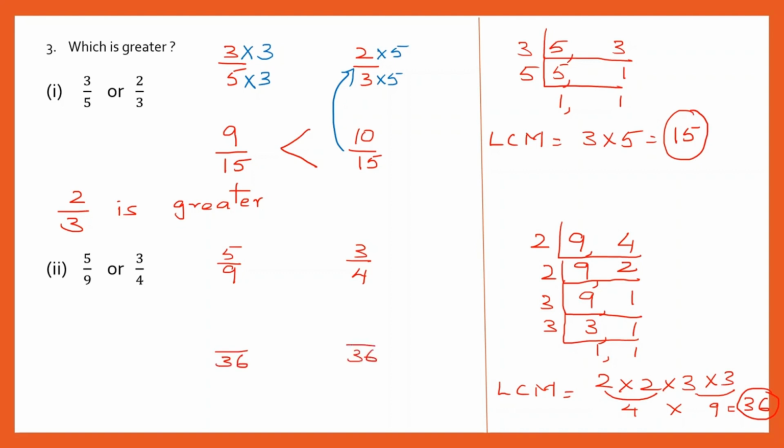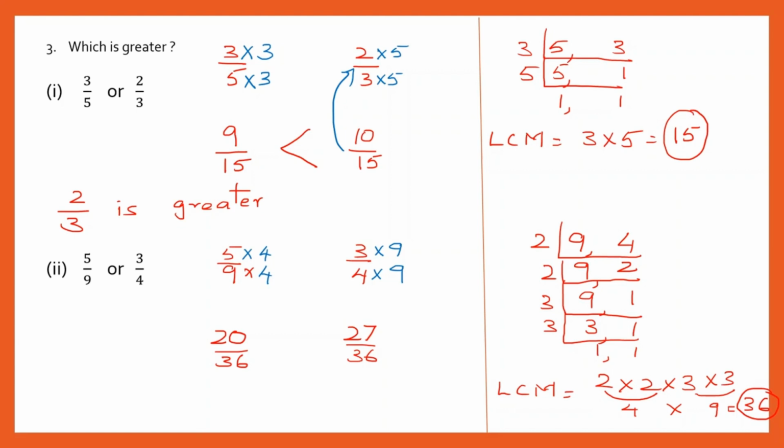Okay, now 9 into what is 36? 9 4s are 36. So I'm going to multiply 5 also by 4. 5 4s are 20. Let me go to the next fraction. 4 into what is 36? 4 9s are 36. So I'm going to multiply 3 also by 9. 3 9s are 27. So now we have like fractions.